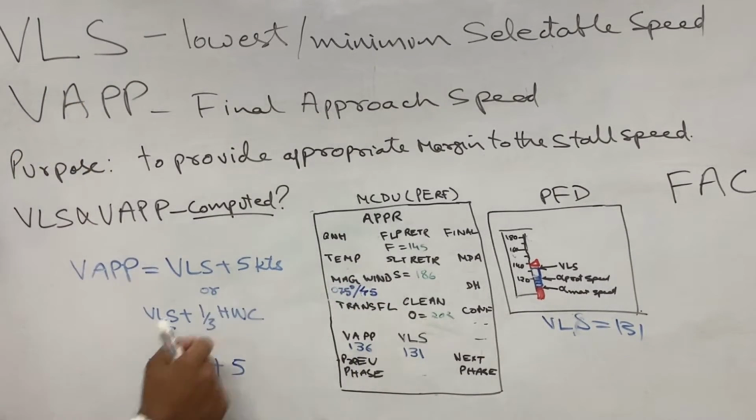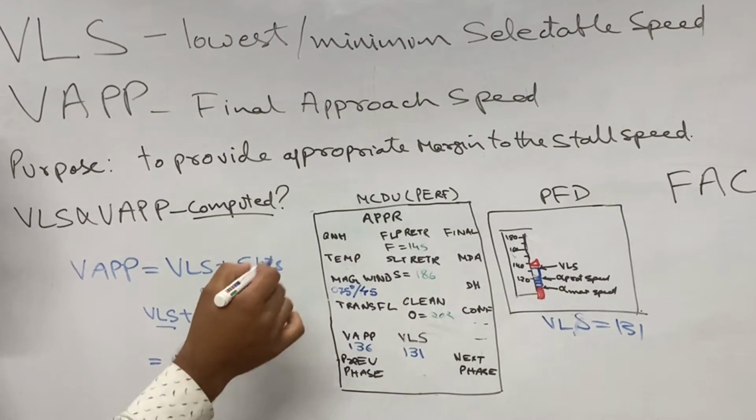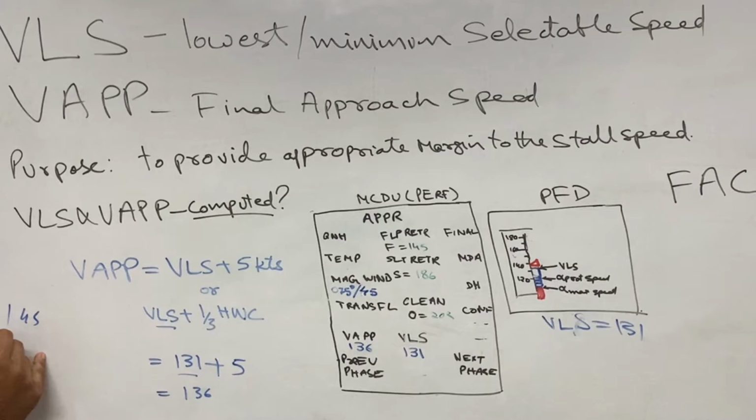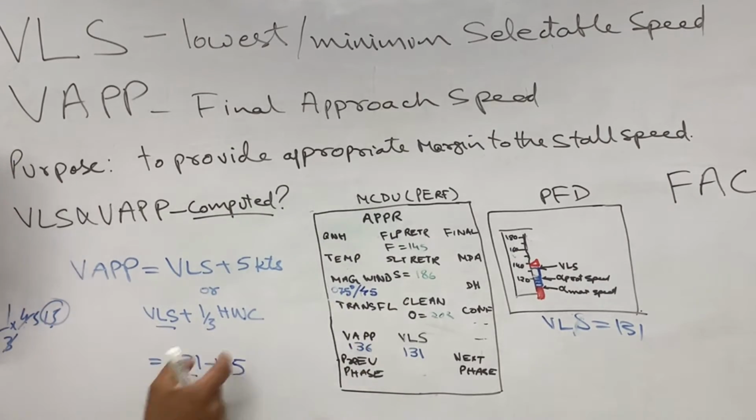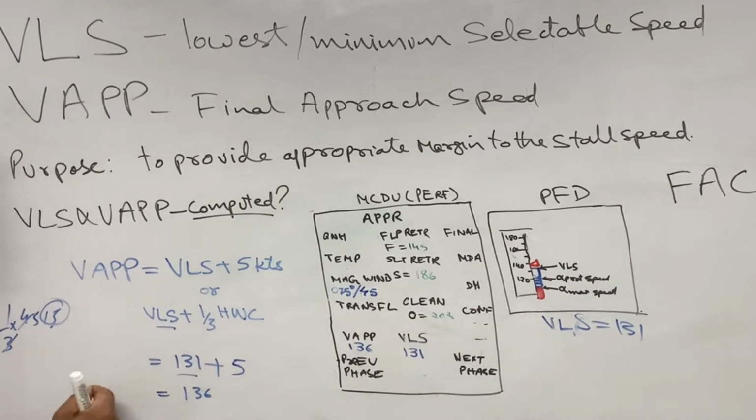So now what is 1/3 of 45? 1/3 of 45 comes to be 15, right? Because this is 45 and this is 1/3 of 45, this is 15. So it is coming 15. Now if I want to calculate VAPP, I mean to say whenever the wind is modified, the VAPP also will change. So VAPP, how much will it be?